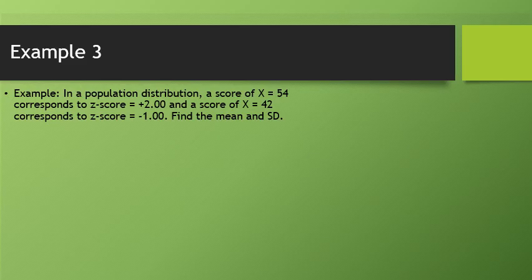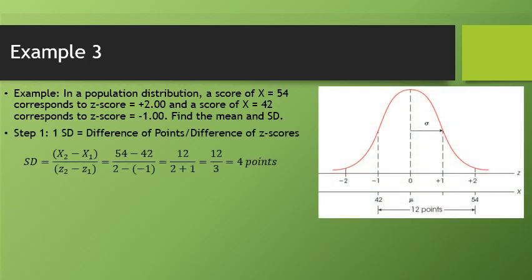Example 3. In a population distribution, a score of 54 corresponds to a z-score of +2, and a score of 42 corresponds to a z-score of -1. Find the mean and standard deviation. All right, so step 1, we have to realize that one standard deviation is equal to the difference of points divided by the difference of z-scores. So x2 minus x1 over z2 minus z1.